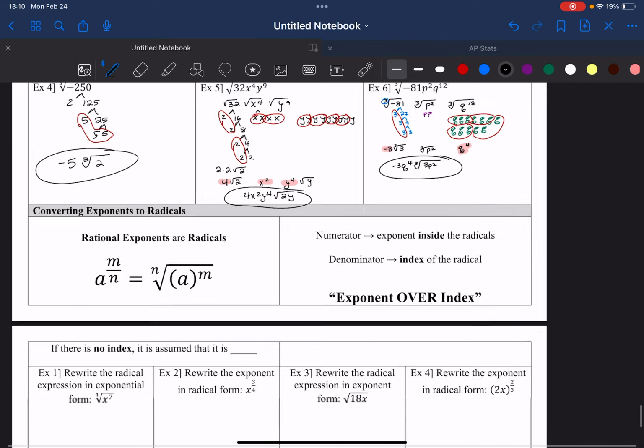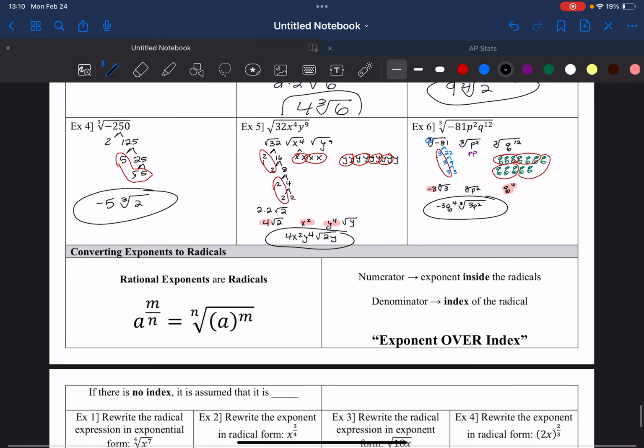Now let's look at the next part. So the next part says converting exponents to radicals. Rational exponents are radicals. For example, a to the m divided by n power is the same as saying the nth root of a to the m power.